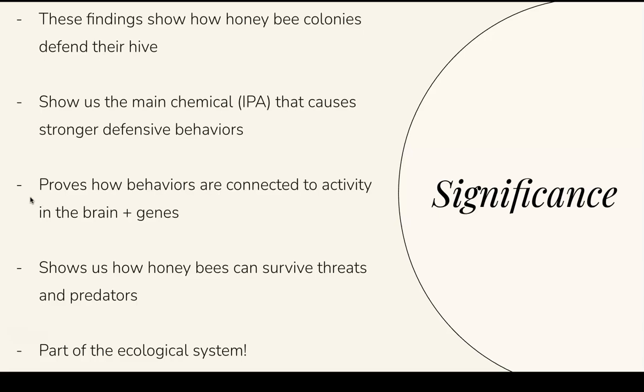There is much significance in our findings. It shows how honeybee colonies can defend their hive, shows us how the main chemical, isopentyl acetate, causes strong defensive behaviors. It proves how behaviors are connected to activity in the brain and genes. It shows us how honeybees can survive threats and predators. And it shows how this is all part of the ecological system, and how honeybees, while they're very small, they can be quite mighty with their defensive behaviors.